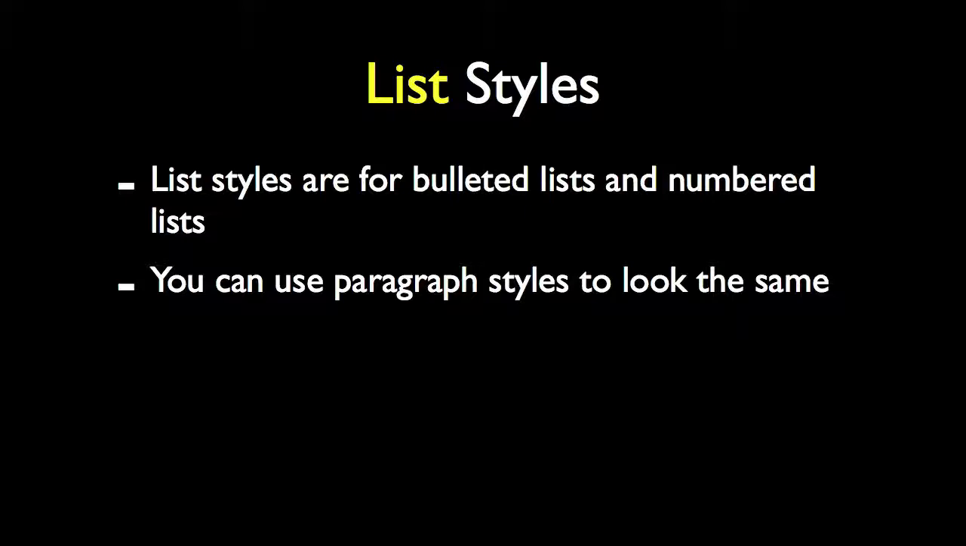List styles are used to style and format lists like bulleted lists or numbered lists. There are actually no list styles that come with Word by default. The list bullet and list number styles that we saw earlier are actually paragraph styles that resemble a list style because they have bullets and numbers. I actually never use list styles.